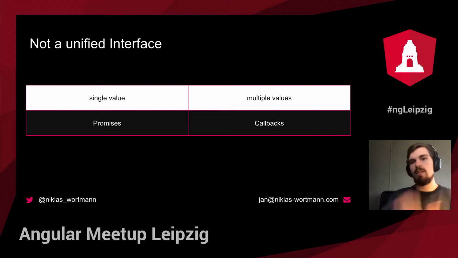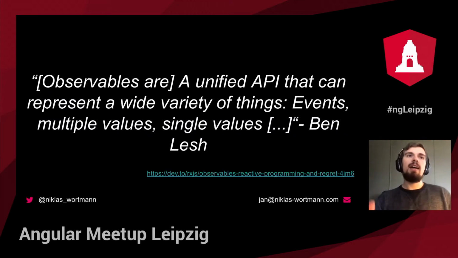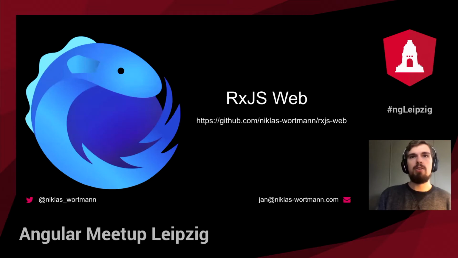Sometimes it's promise, sometimes it's callback. And Ben Lesh, in one of his more or less recent blog posts, said observables are a unified API that can represent a wide variety of things. For example, events, multiple values, single values, etc. And this describes perfectly why I think observables, and therefore RxJS, is way better for web APIs than promises and callbacks. So I came up with RxJS-Web.